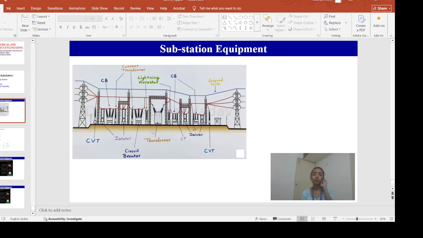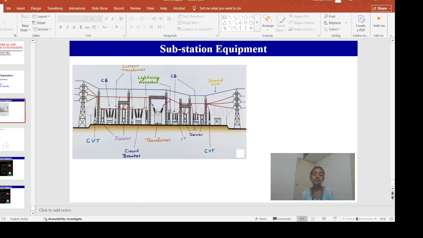So what is the job of this lightning arrestor in this case? If a voltage more than the rated voltage comes in the transmission line, the lightning arrestor will ground that voltage and provide protection to the transformer. Suppose the transmission line voltage is 132 kV, and due to lightning the voltage on the transmission line becomes 300 kV. This lightning arrestor will ground that 300 kV and protect the transformer.